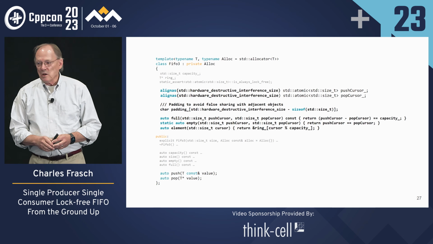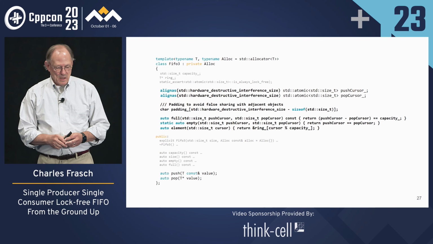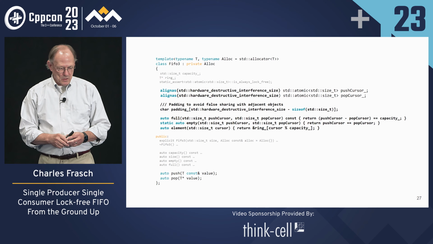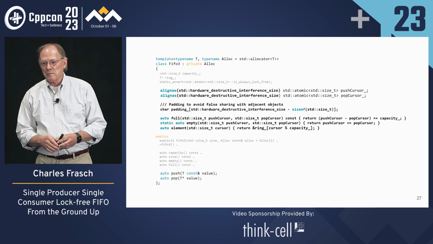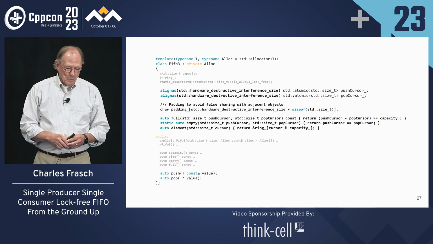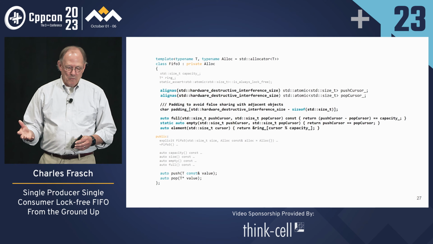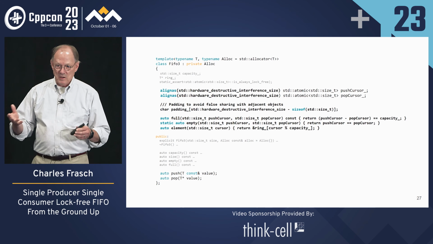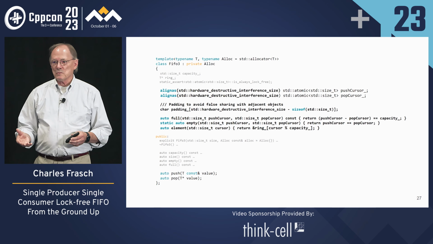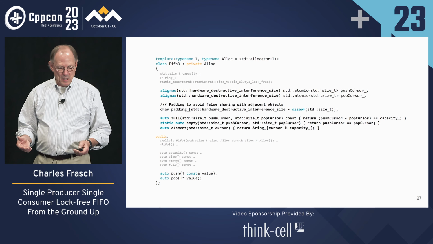I've added also a couple of helper functions to help decide whether our FIFO is full, empty, and how to compute the element. You can see there where I use the remainder operator. And notice that those use the raw values. They don't use the atomic values. And so we don't have to deal with the possible slowness of some of the atomic operations.